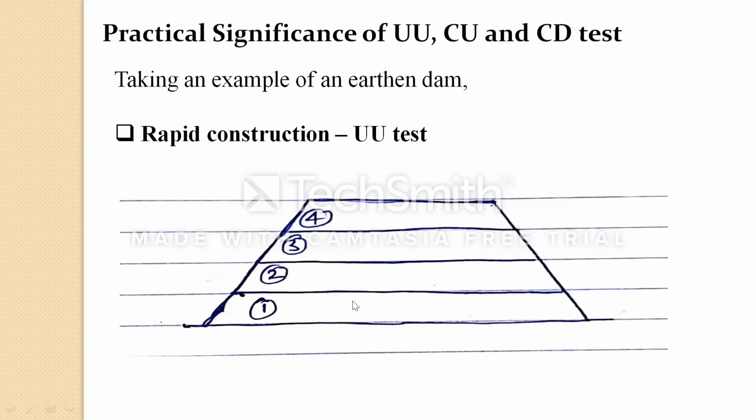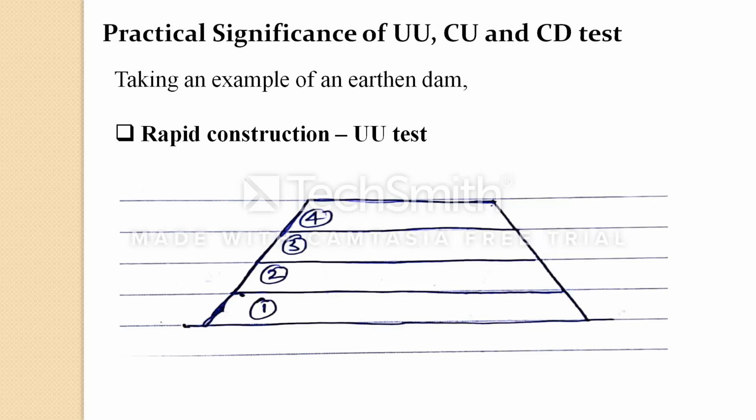That means at layer 1, whatever the soil sample is, we will be doing the UU test. Why? Because the soil sample at the first layer is unconsolidated. We have not given the time to consolidate. So the soil sample is unconsolidated, as well as the rapid construction is there. That means the sudden, rapid load is going to act. For rapid loading conditions, you always use the undrained conditions.